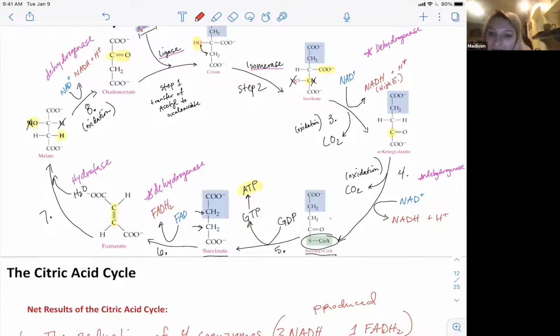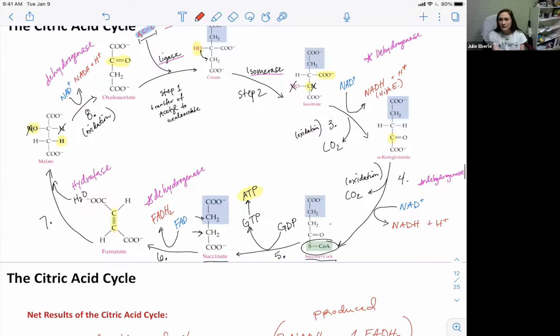Oxalate, right? Close, oxaloacetate. It's a hard word to say. All these are hard words to say. Oxaloacetate, yeah. And if I ask you, what molecule is the starting material for the citric acid cycle, what molecule feeds into it? What would you say?